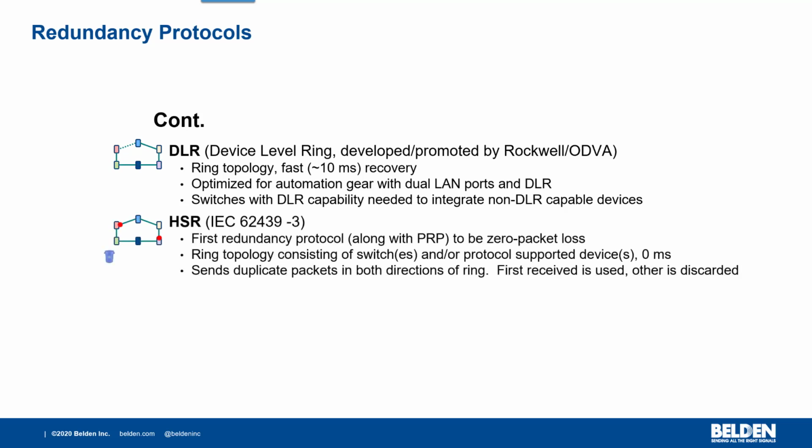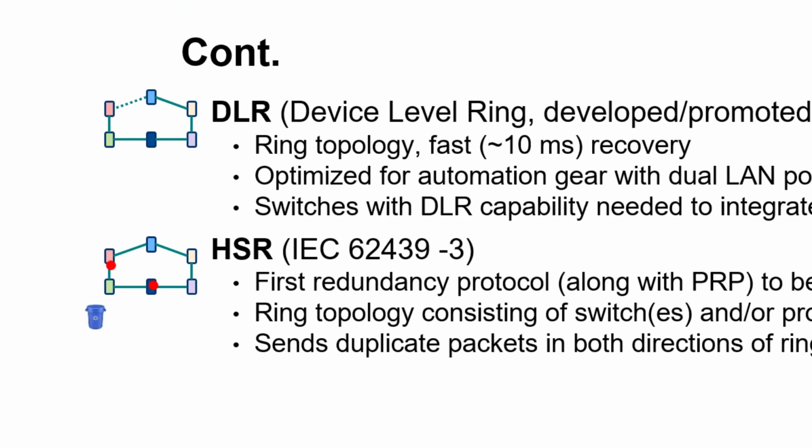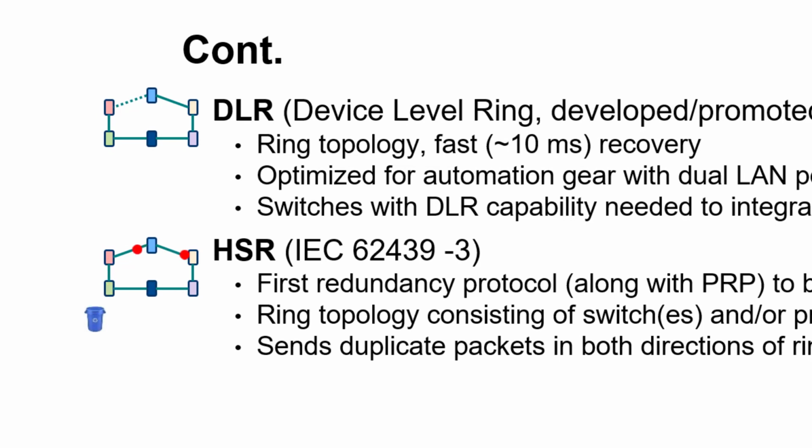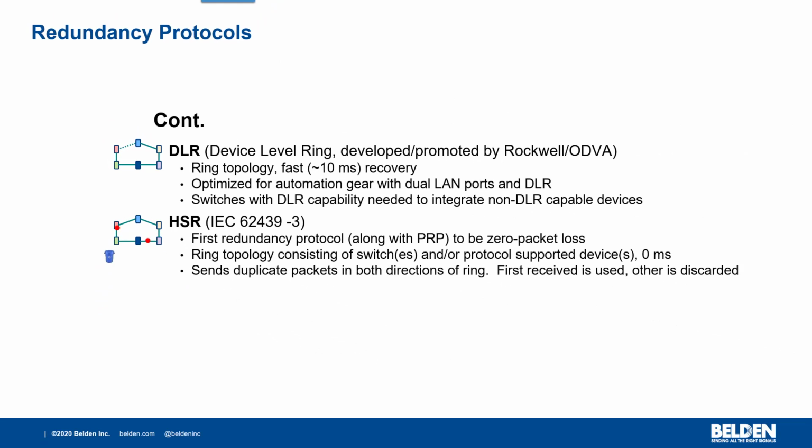Then we have HSR, which is very much like all of the other redundancy protocols, but only in the fact that it is a ring. And unlike the other redundancy protocols that transmit in one direction of the ring, HSR is able to send an Ethernet packet into both directions of the ring, with the receiving device only accepting the first received packet and discarding the second. HSR, like MRP, is part of the IEC 62439 standardization and is an optimal protocol for use in applications that are absolutely mission critical and subject to faults if a single packet is missed.